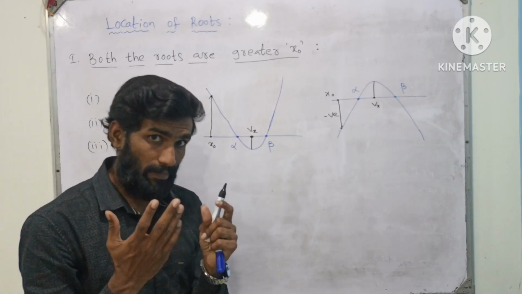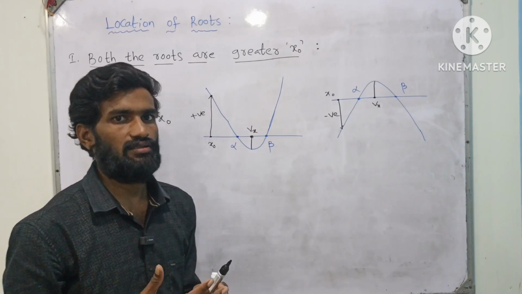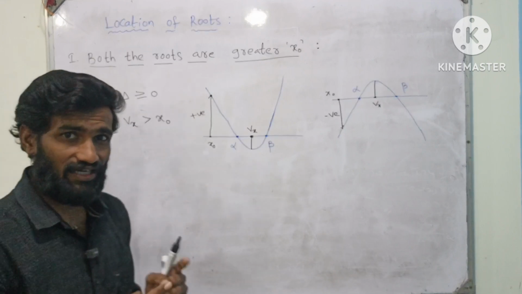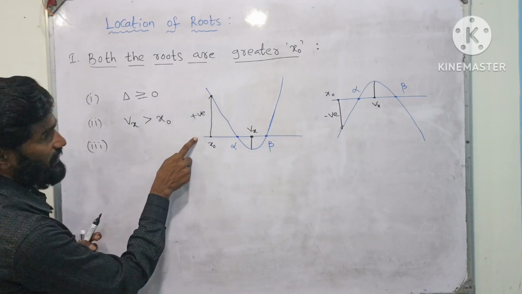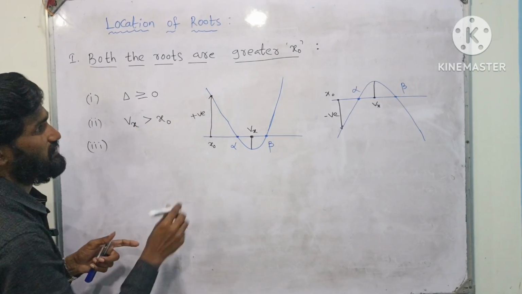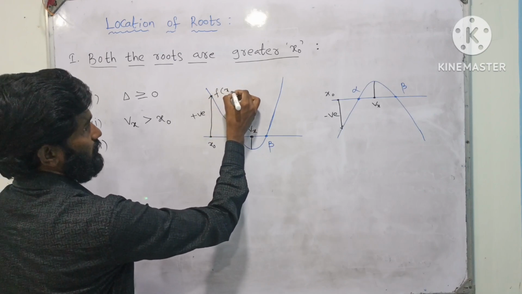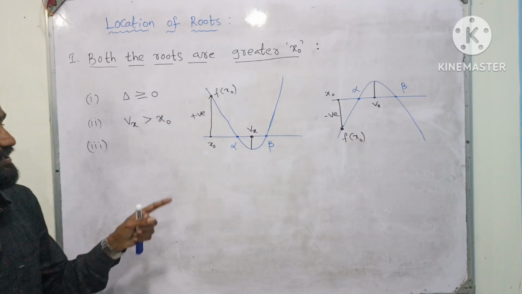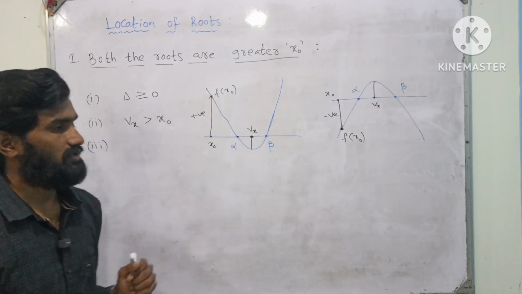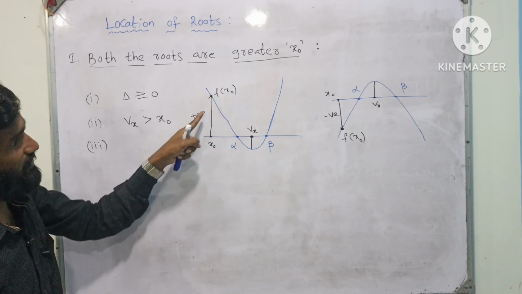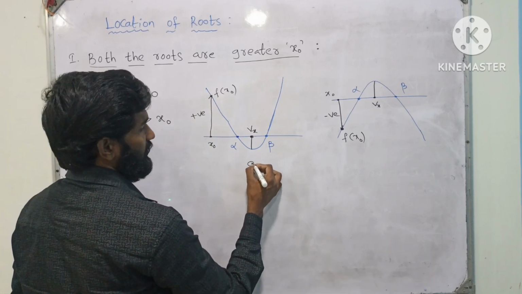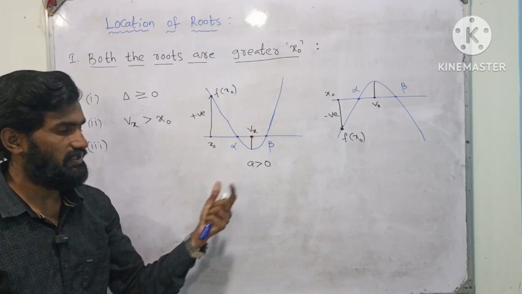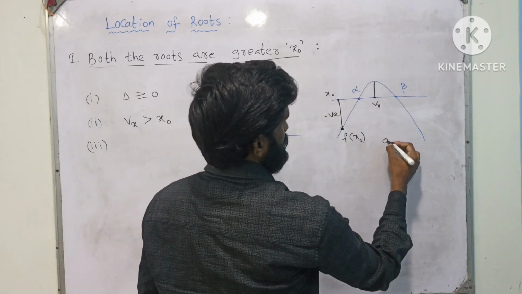We need to write the combined condition here. When we are getting f of x naught positive here, this is f of x naught, this is f of x naught, and this is f of x naught. If a is greater than 0, it is an upward parabola, no? If it is an upward parabola, definitely a is greater than 0. If it is a downward parabola, a is less than 0.